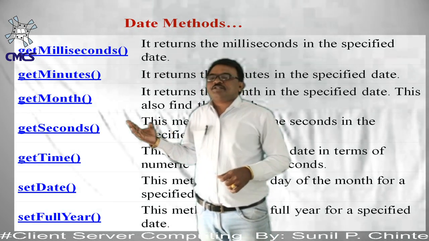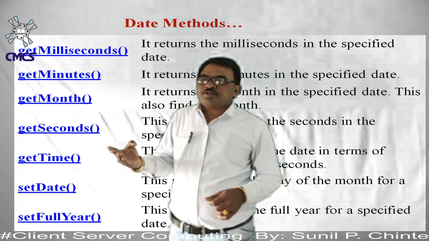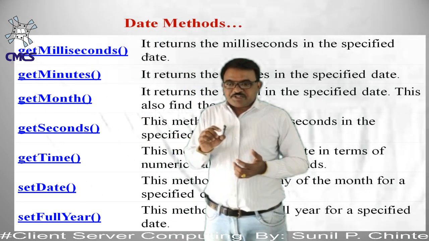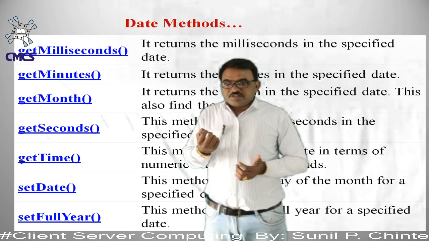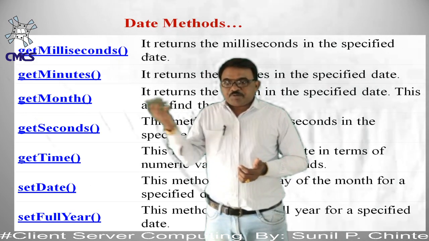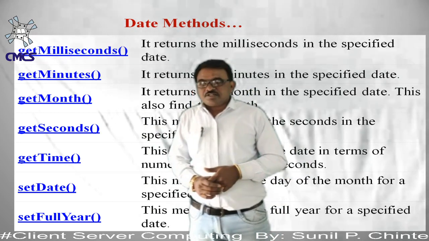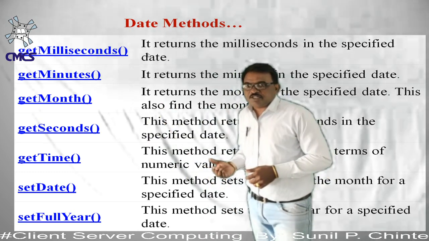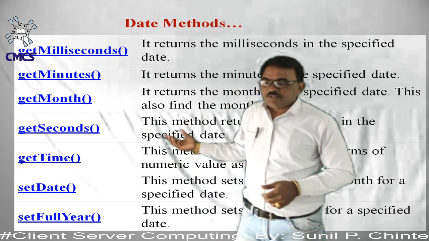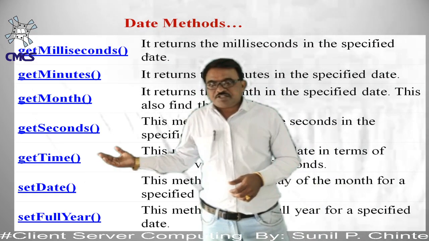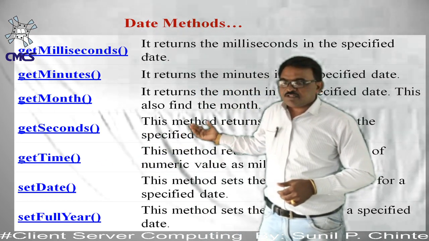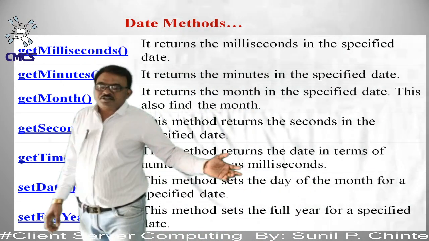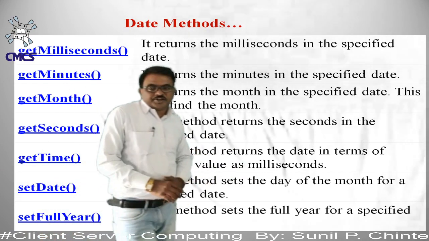The first method is getMilliseconds. It returns the milliseconds in a specified date. Whatever milliseconds are in the specified date will be returned by using the getMilliseconds method. Similarly, getMinutes also returns the minutes in a specified date. getMonth will return the month of the specified date. Similarly, getSeconds will return the seconds in a specified date.